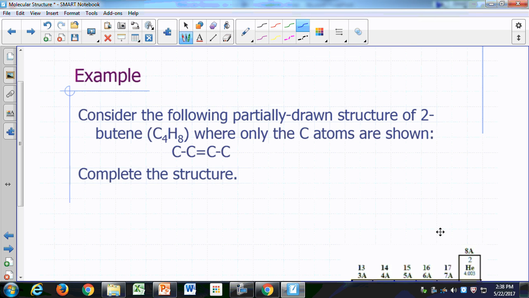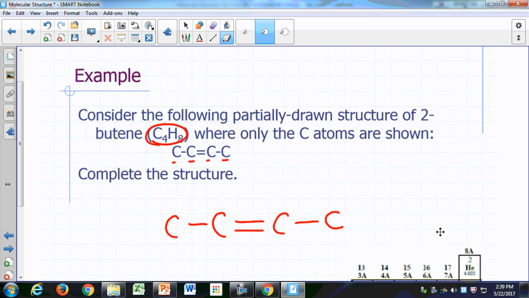Consider the following partially drawn structure of 2-butene, which has a formula of C4H8, where only the carbon atoms are shown. So you have all these 4 carbon atoms shown here, and it's shown that the first 2 have a single bond between them. There's a double bond between the second and the third, and a single bond between the third and the fourth. Okay, let's complete the structure.